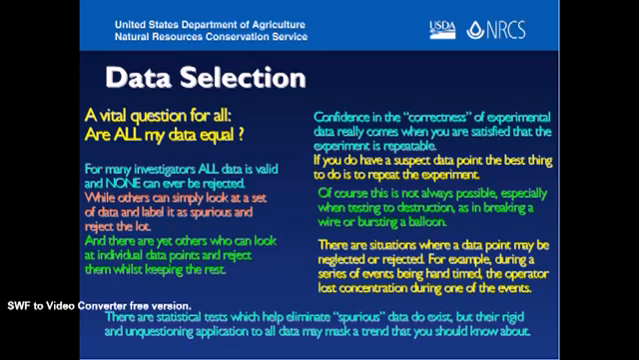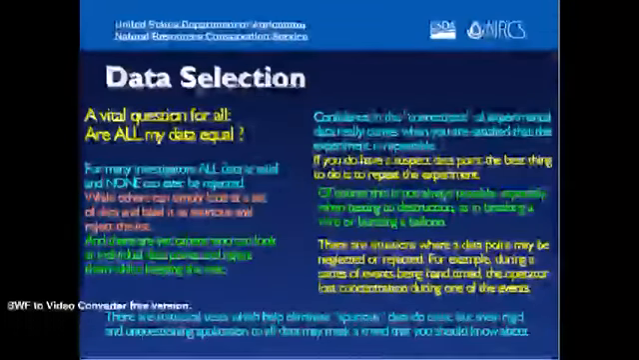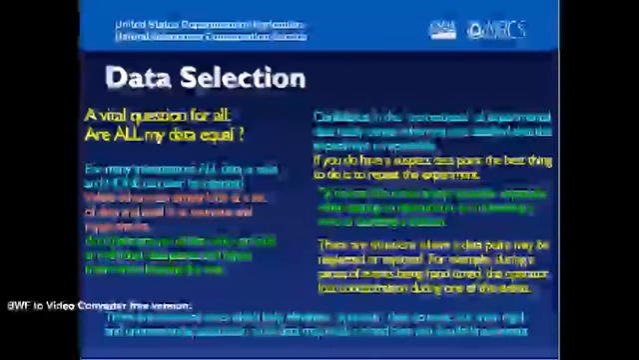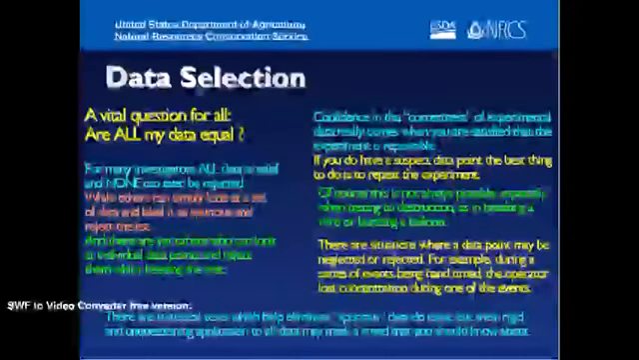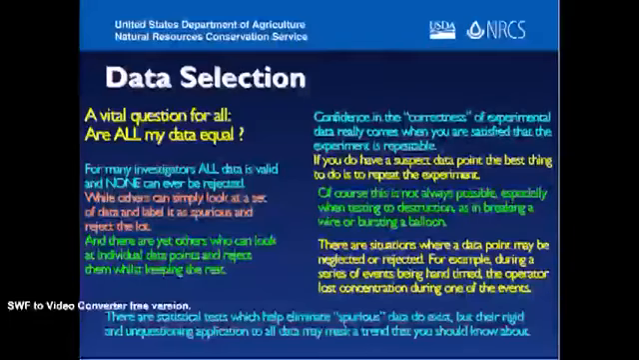Now, your confidence in the correctness of your experimental data really comes when you're satisfied that the experiment is repeatable. What that means is, are you satisfied with how well you texture with your fingers, or how well the pipette method is being used? If you do have some suspect data points, then the best thing to do is to repeat the experiment. Of course, it's not always possible. Sometimes we didn't collect another sample before we buried the pit, so that's okay.